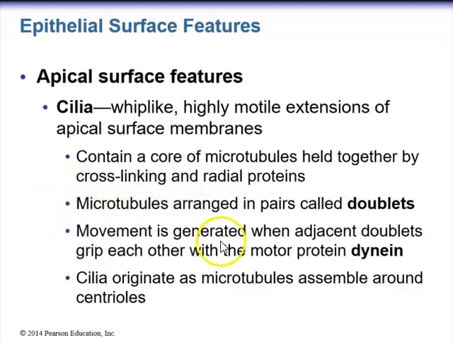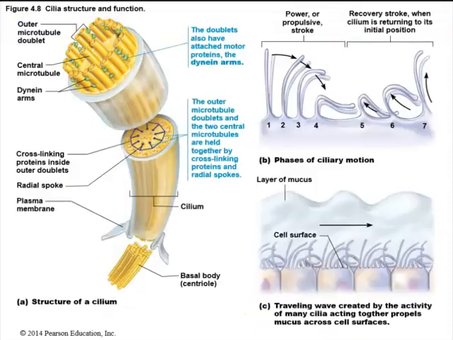Movement is generated when adjacent doublets hold on and grip one another along with the motor protein dynein. Cilia originate as microtubules assemble around centrioles. So on the next slide, we can see how these doublets work together along with the motor protein dynein arms. And then we can see different phases of the ciliary motion, allowing for propulsion of a layer of mucus that can be found just above the surface of the epithelium.